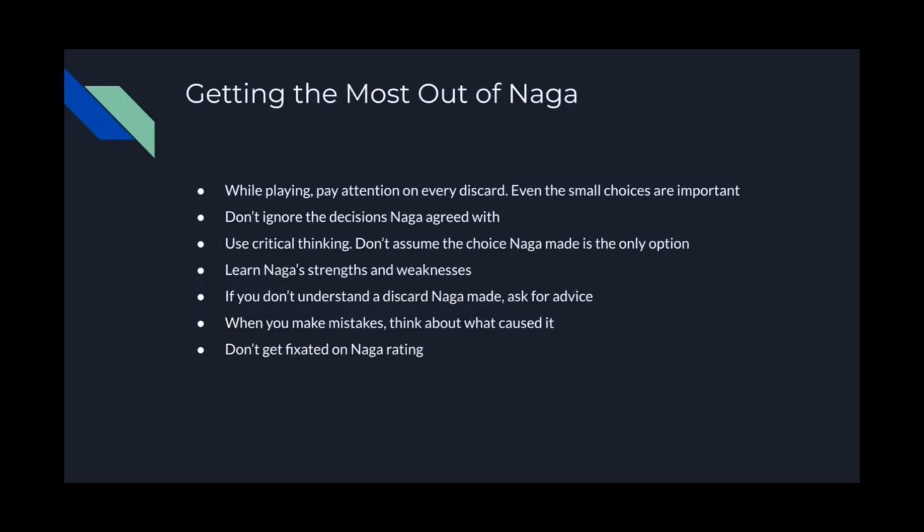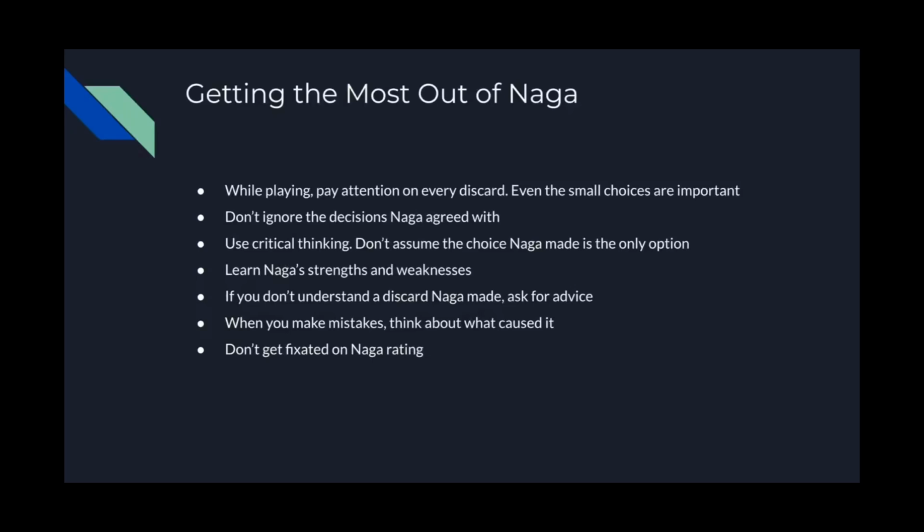And sort of continuing that point, learn what Naga is good at and what Naga is weak at. That way you have an idea of how much you should be trusting Naga here. If it's a very early game efficiency discard, I think you can pretty much just blindly trust Naga. There are maybe some specific situations where Naga is undervaluing certain efficiency decisions, but these are very small differences.